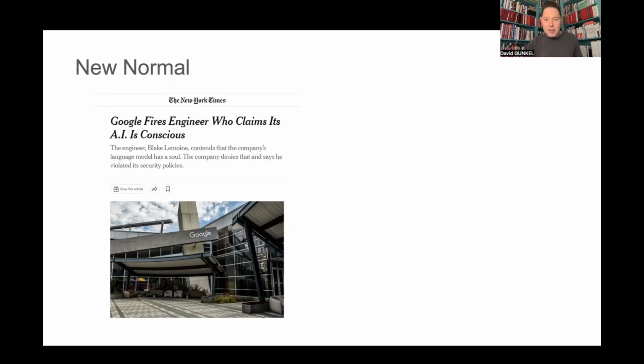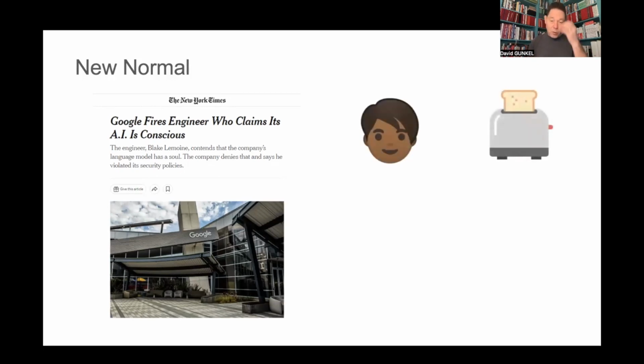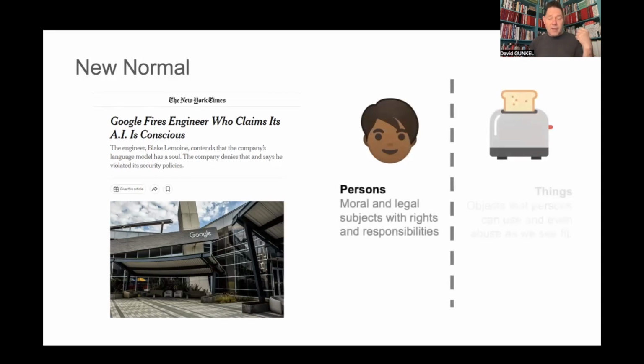So what you see here is a dispute between Lemoine on the one hand saying that the algorithm is conscious, it's a person, it has moral and legal standing, it has rights and responsibilities. And on the other hand, you have Google saying, no, it's just a thing, it's an object that we can use and even abuse as we see fit. And therefore, we don't have to accord to it any moral status that's different than, say, our toaster for that matter. This was never resolved. In fact, the entire dispute was ended when Google fired Blake Lemoine.